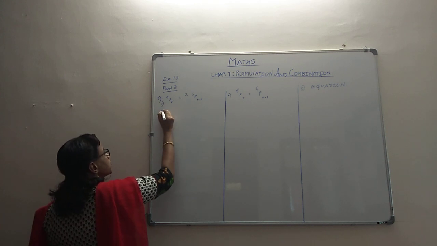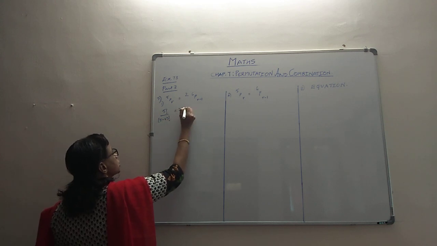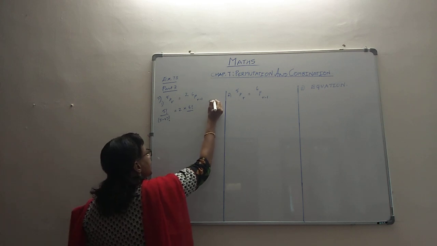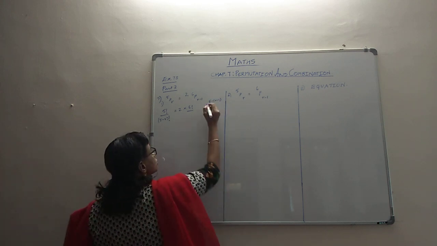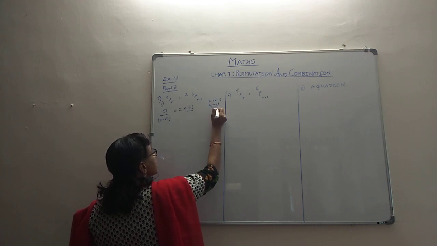By definition, nPr we know is n factorial by (n minus r) factorial. So this comes here. There is a 2 here. There will be 6 factorial here. Then 6 minus (r minus 1), n minus r, that's how we do it. So it is 6 minus r plus 1. So it will be 7 minus r.